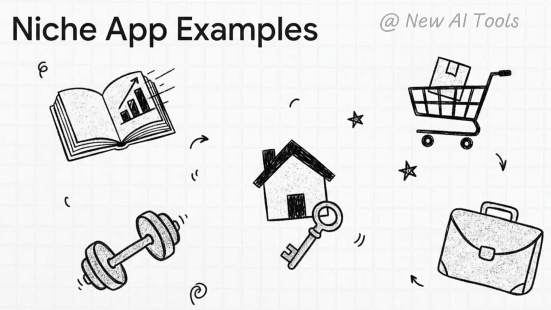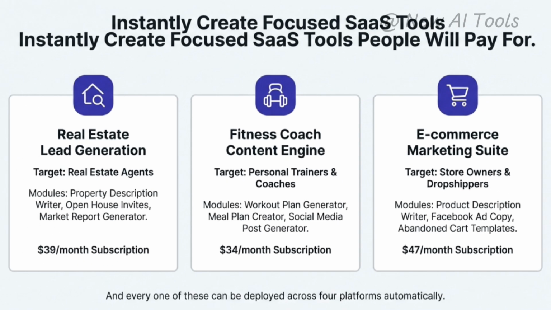That's everything. So what kind of stuff can you actually build with this thing? Well, the sky's the limit, really, especially for niche markets. Imagine whipping up a book marketing toolkit for authors who are struggling to get noticed, or a whole suite of marketing tools for Shopify store owners. You could create a lead gen app for real estate agents or a content creation engine for fitness coaches. You see the pattern? You can solve specific problems for specific people instantly.